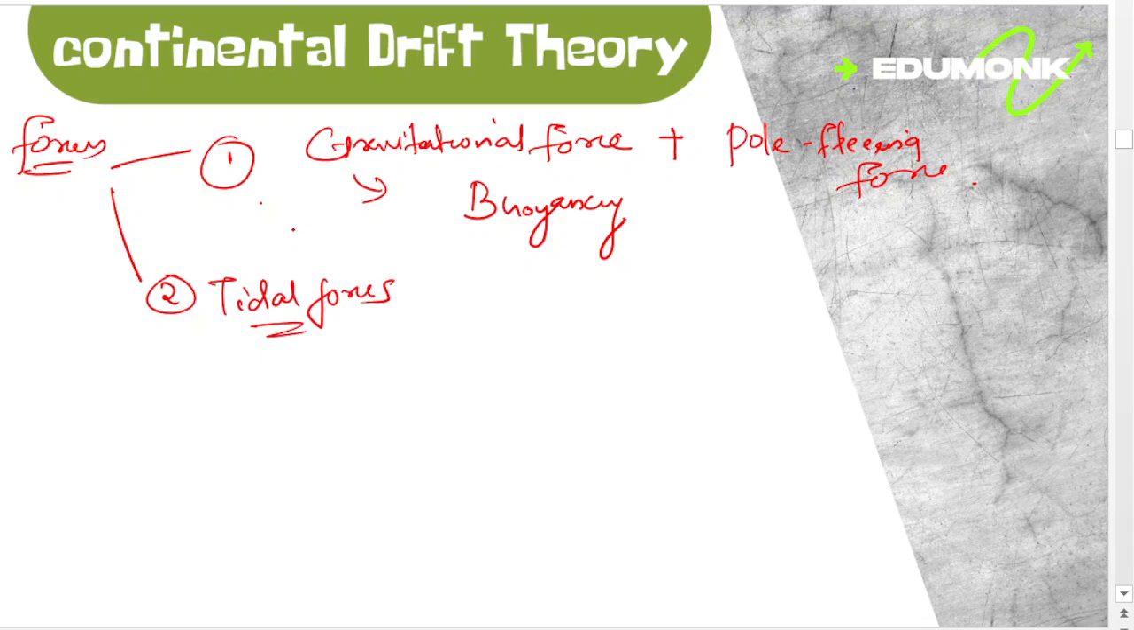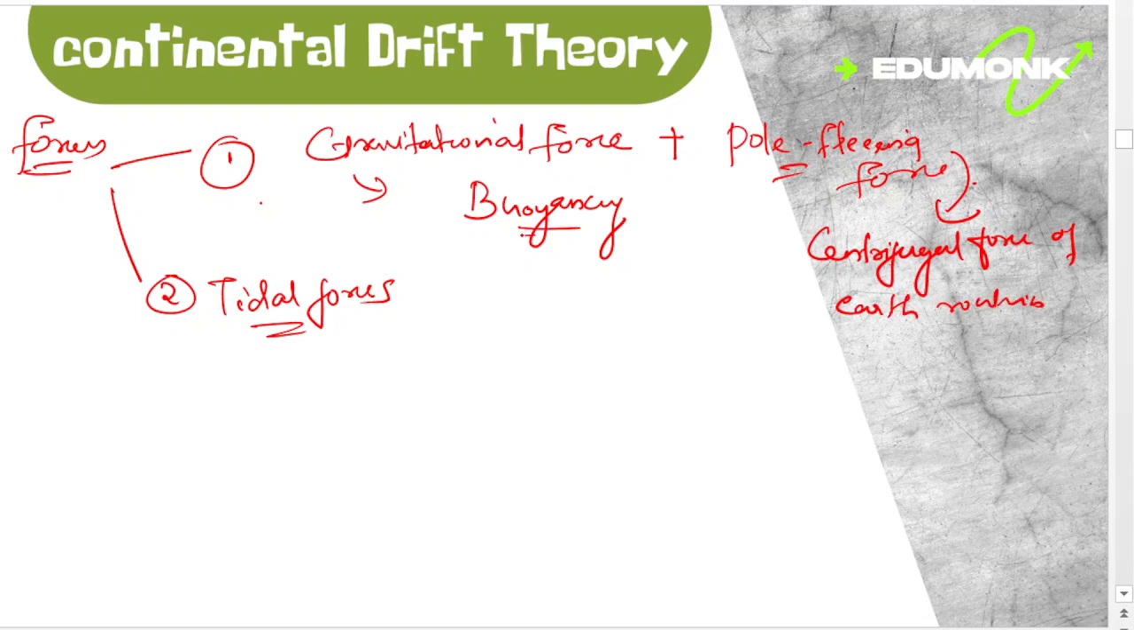According to Alfred Wegener, there are two forces responsible for the movement of these continents. The first one is a combined action of gravitational force, pole fleeing force, and buoyancy. The second one is tidal force. First, gravitational force. We know about the gravitational force of the sun, moon, and also earth. The pole fleeing force is a force acting on earth, which increases the centrifugal force of earth's rotation.